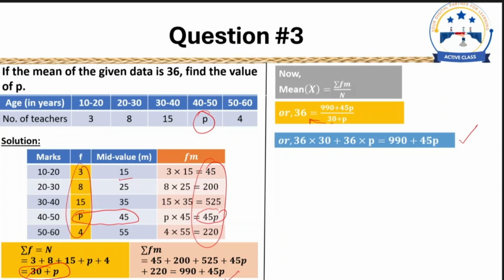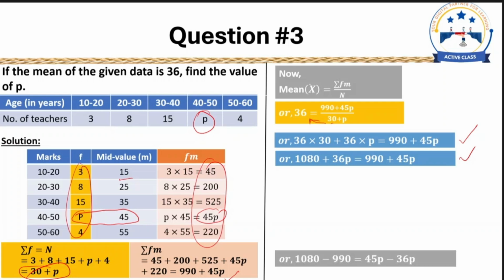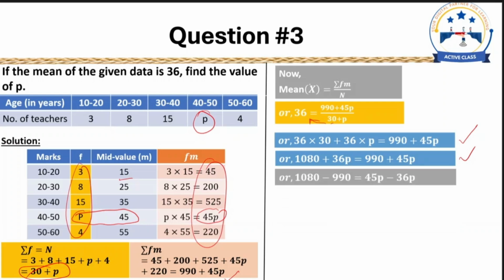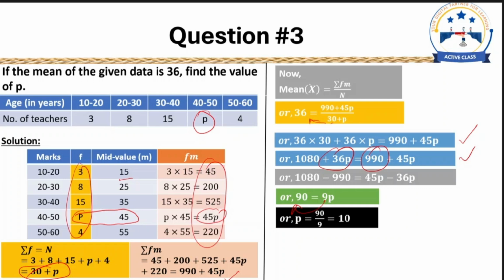Multiply 30 into 36, that gives you 1080. 36 into p is 36p itself, equals the right hand side, same. Let's keep the like terms together, meaning 1080 and 990. I've kept them on the left side. 45p and 36p, I've kept them on the right side. See, plus 36p has become minus 36p, plus 990 has become minus 990. Finally, 1080 minus 990 is 90, equals 45 minus 36 is 9p. So this 9 divides the 90 and you'll get p equals 10.